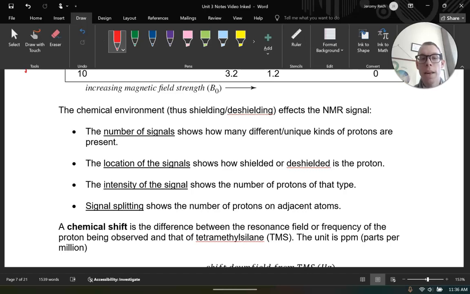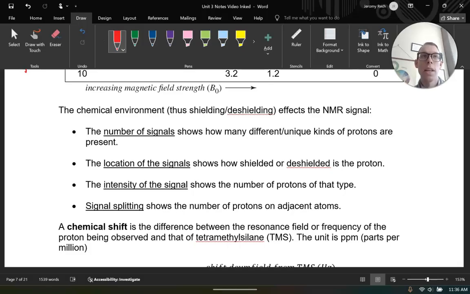Next, where they're located gives us a ton of information. That's telling us if it's shielded or deshielded. Things to the right are having lower numbers, which are going to be things that are more upfield, which are going to be a lot more shielded. Things to the left or downfield, higher numbers, are going to be a lot more deshielded. The intensity can give us some information, but the integration is actually even more powerful.